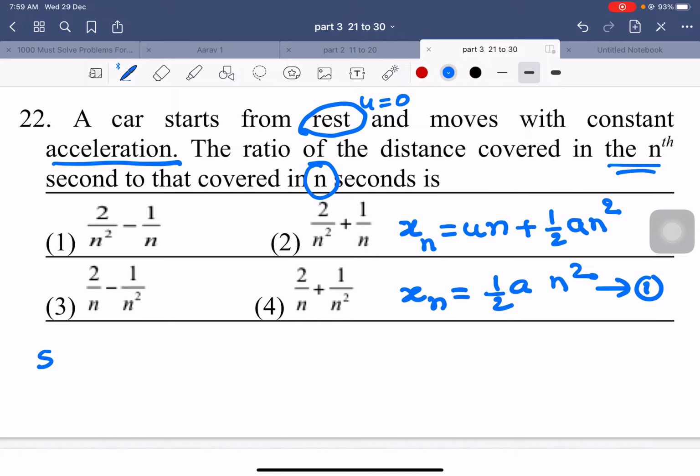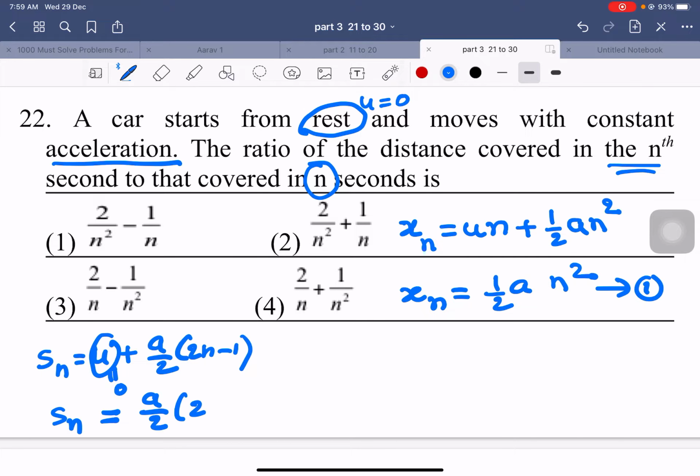Distance traveled in nth second is equal to u plus a by 2 into 2n minus 1. So u is equal to 0. Therefore distance traveled in nth second is equal to a by 2 into 2n minus 1. So what are we asked to find out? We are asked to find out the ratio of distance traveled in nth second to the distance covered in n seconds. So Sn divided by Xn we have to find out.